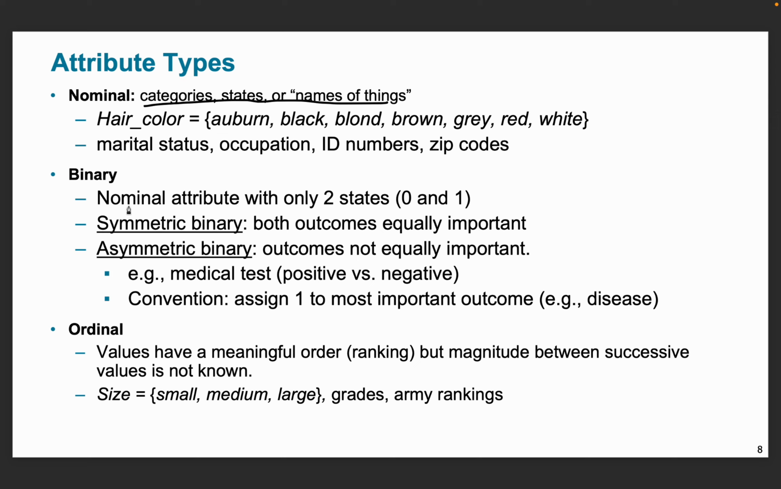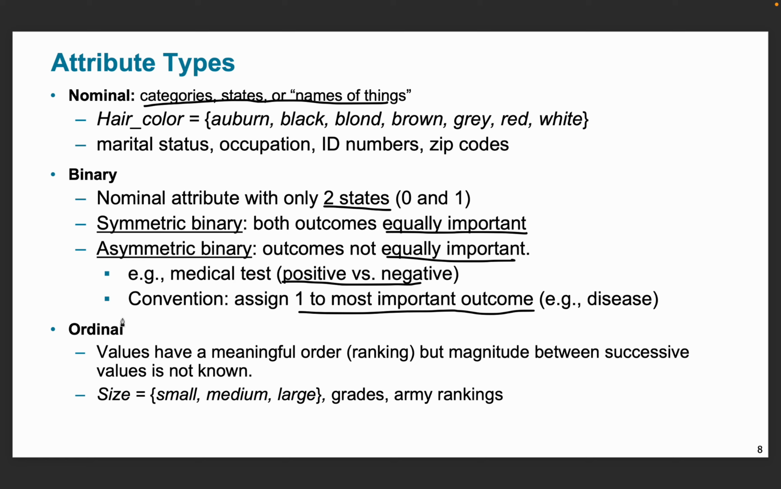So binary is a nominal attribute with only two states, 0 or 1. Symmetric binary is one in which both outcomes are equally important. The word equally important is important here. And asymmetric is where outcomes are not equally important, for example, a medical test, positive or negative. By convention, we assign 1 to the most important outcome and 0 to the least important.